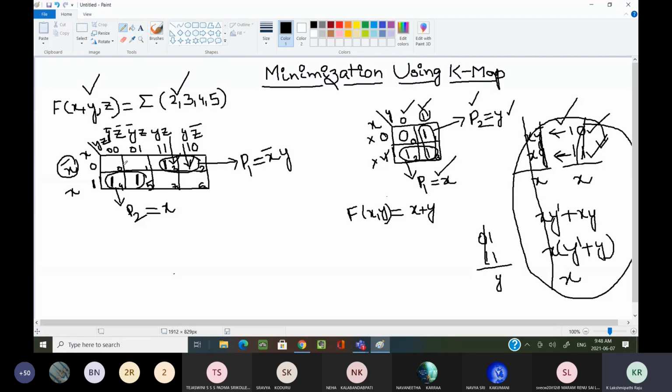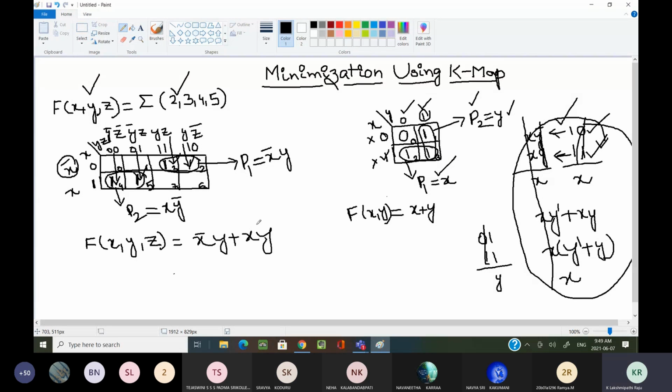Now column wise, which is varying? Z is varying. Which is common? Y dash. Okay. Now this is my final expression after simplifying. Can you tell me the final expression? F of xyz equals X bar Y plus X Y bar.